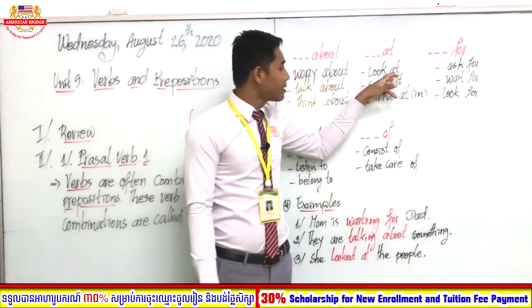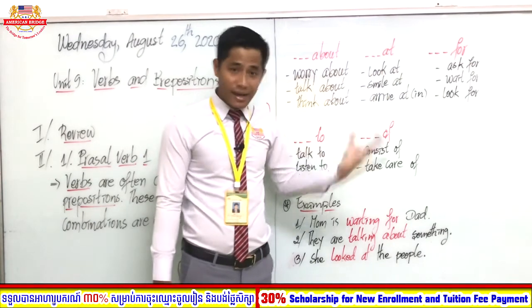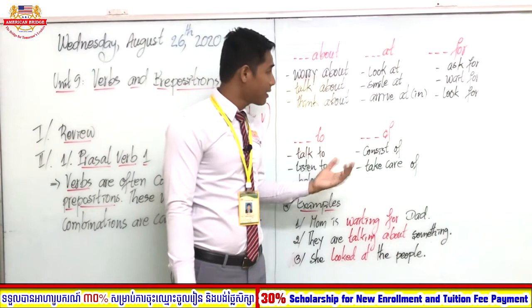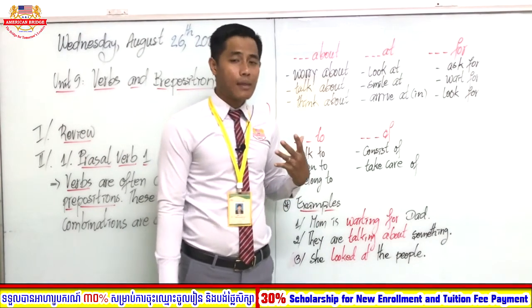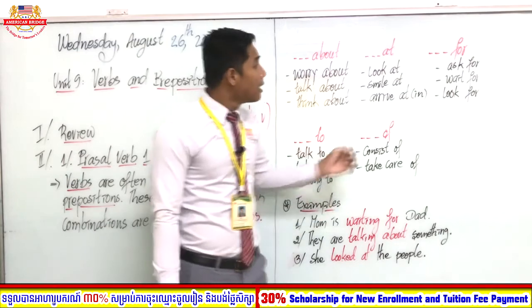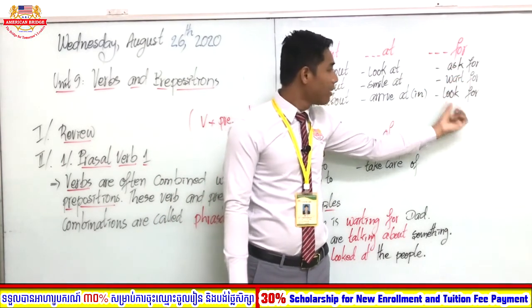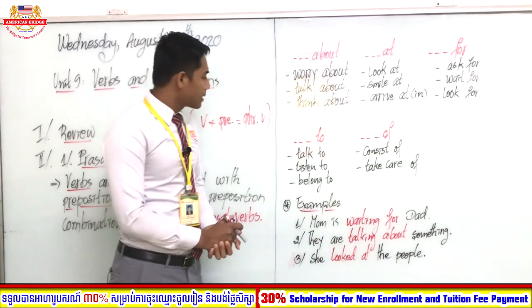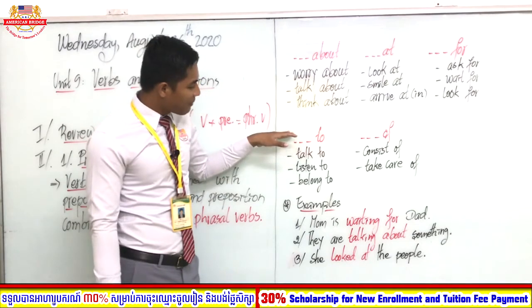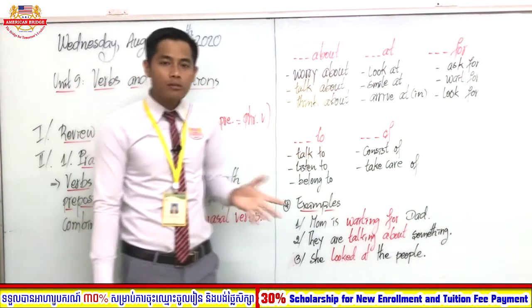And look at something. And smile at someone, and smile at something. Write at, or write in some places. Number 4: ask for, wait for, and look for. Okay, good. Look at the next preposition. Preposition 2: talk to. You talk to someone.